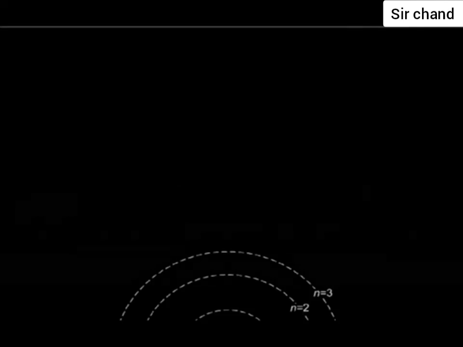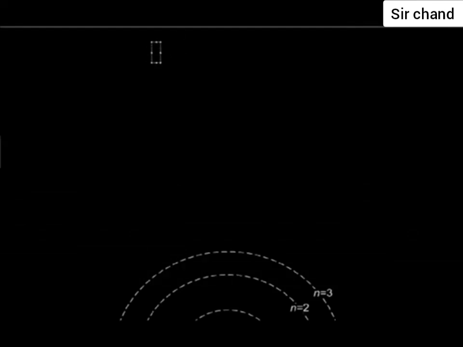Today's quick chemistry fact is about the atomic model of the atom, specifically the modern atomic model of the atom. And the individual who played a major role in the modern atomic model of the atom is Niels Bohr. Very famous quantum physicist.